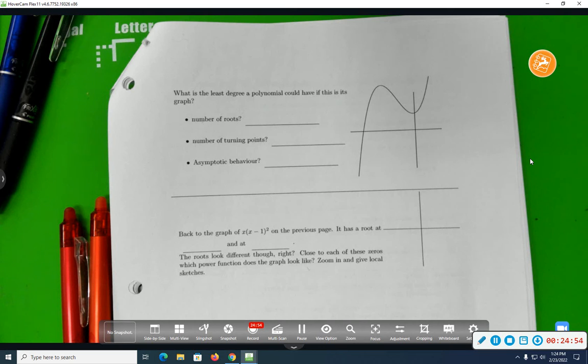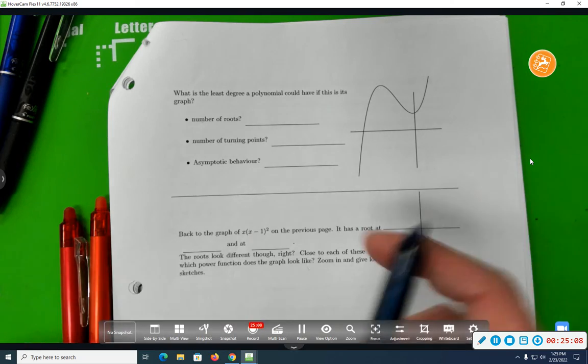How many roots does it have? 1. So you know that its degree is at least 1? That's not so impressive though, is it? And in fact, its degree is obviously bigger than 1.